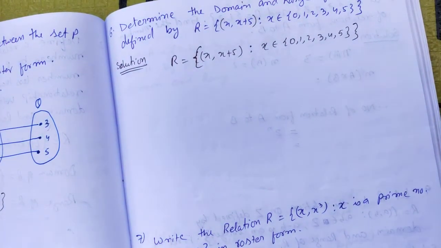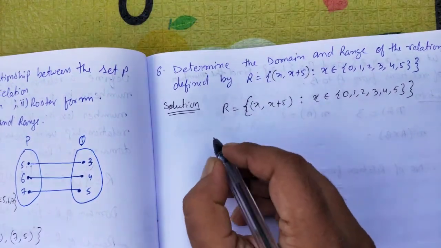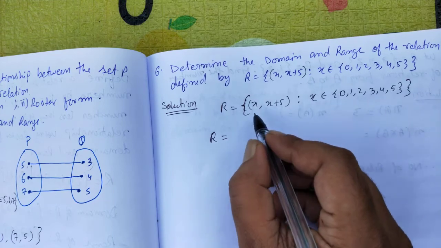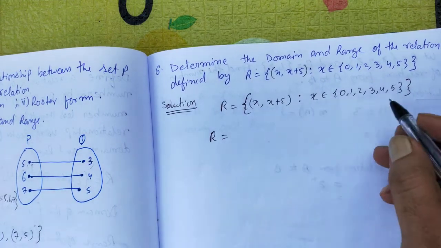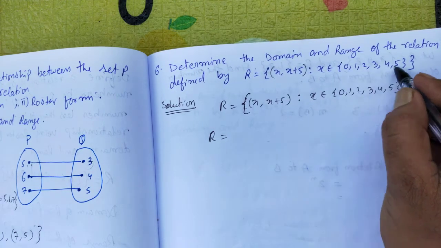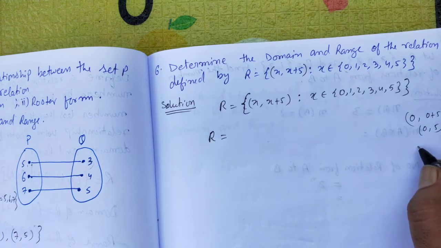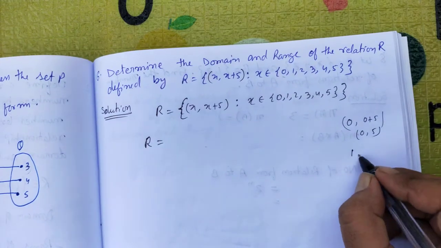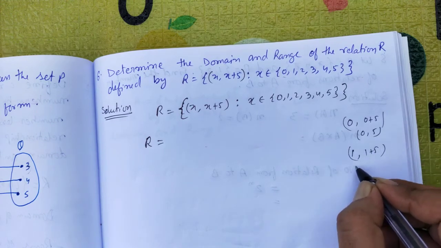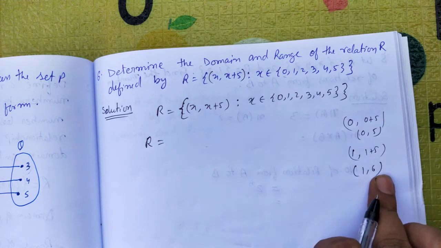Determine the domain and range of the relation defined by this. So first find the relation, then we can find the domain and range. It's given that if first element is x, second element is x plus 5, and the value of x is 0 to 5. If I take 0, the second element will be 0 plus 5, that is 5. If I take 1, the second element will be 1 plus 5, that is 6. So second element is 5 more than the first element.